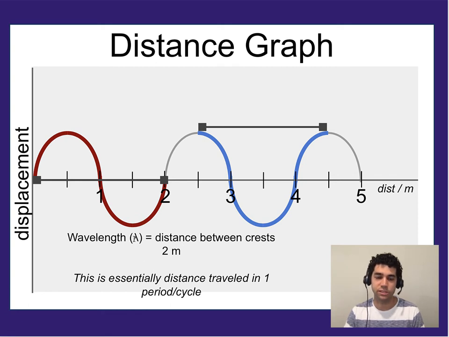Now, for wavelength, we use this little upside-down Y-looking thing called lambda. It's a Greek letter. It's the lowercase letter. I think its capital form looks a little bit like a capital L, etc. No, actually, I'm wrong on that. I think it's a triangle.